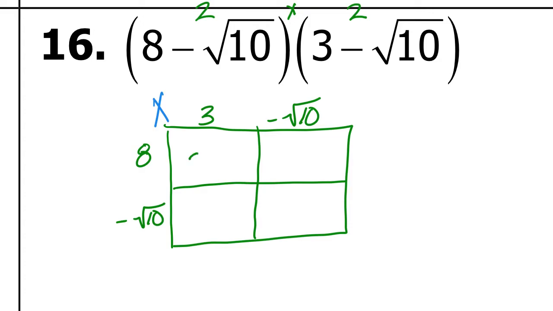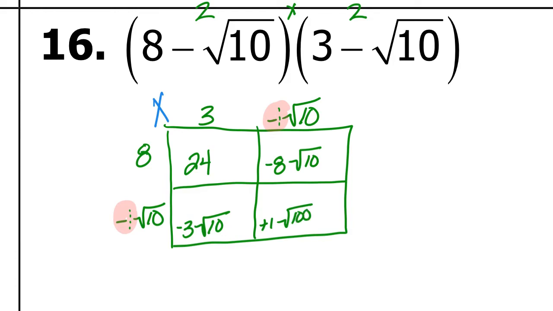So 8 times 3 is 24. And if I go back and look at my coefficients here, I can fill in the missing values with 1s. So 8 times negative 1 is negative 8 with the square root of 10. Negative 1 times 3 gives me negative 3 with the square root of 10. And negative 1 times negative 1 makes a positive 1 with the square root of 100.